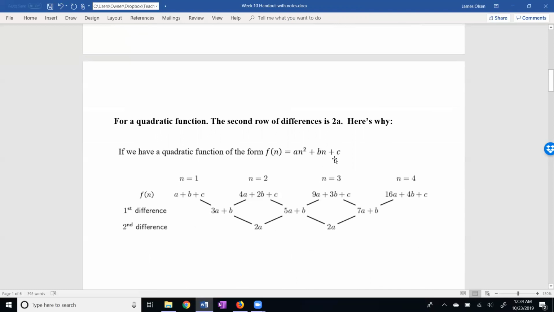We have a quadratic function here. Here's what would be when you plug in 1, a times 1 plus b times 1 plus c. Here's what we would get when we plug in n equals 2. Here's what we get for n equals 3 and n equals 4. Here's the first row of differences. 4a plus 2b plus c minus a plus b plus c gives me this. Here's the first row of differences. And if I subtract those differences, I get 2a. We're going to be using this fact later on. So let's take a look at some examples.